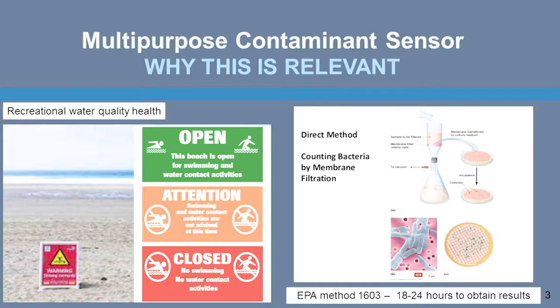Currently, researchers follow EPA method 1603, where a sample of water is collected. It is filtered using a membrane filtration technique. The sample is placed in an incubator and left there for 18 to 24 hours until we can count the amount of bacteria in that sample. That means when we look at the beach signs, they really reflect yesterday's conditions of that water. What if we could have a sensor that could detect bacteria in real time?